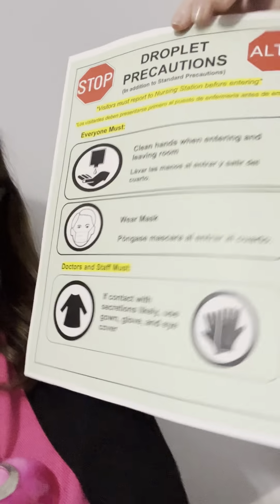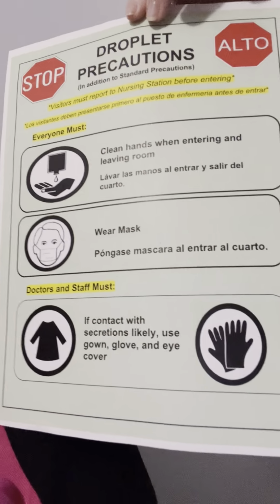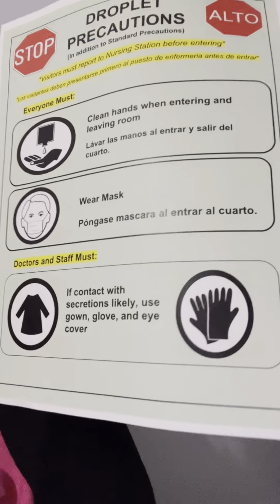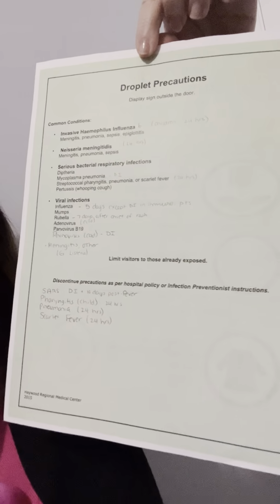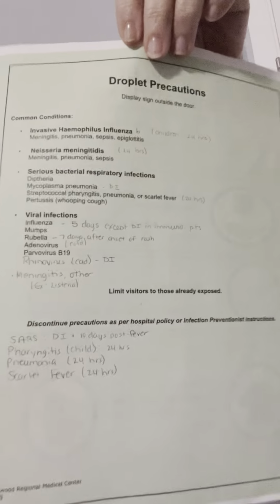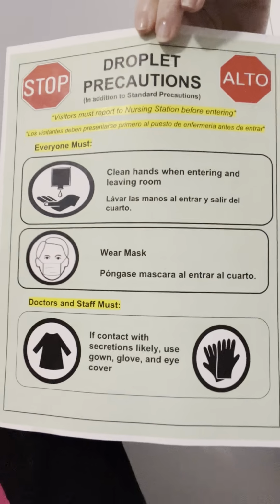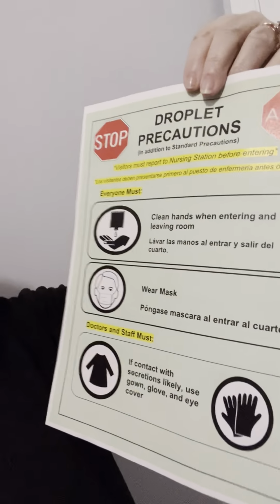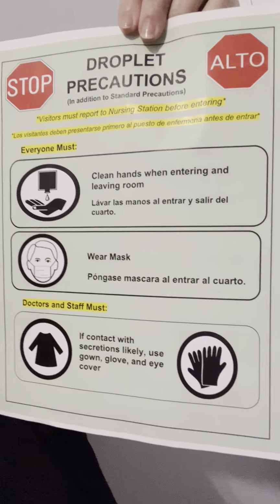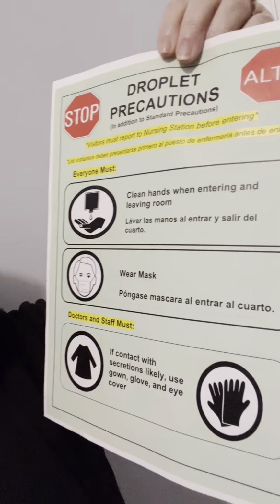The next one is droplet precautions. So once the patient leaves and the room is being cleaned, you can just turn the sign over and it'll face this way, and we will know that the patient in that room is no longer on isolation. So the green one is droplet precautions. Once again, you're going to follow standard precautions too.